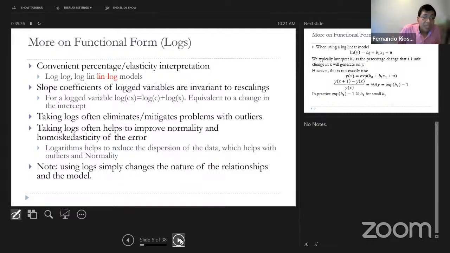Okay, the next point is to talk about functional forms and the impact of log functional forms, or log functions, for the analysis of the data. This is something that I believe Arya asked last week: why do we want to include logs in a model.